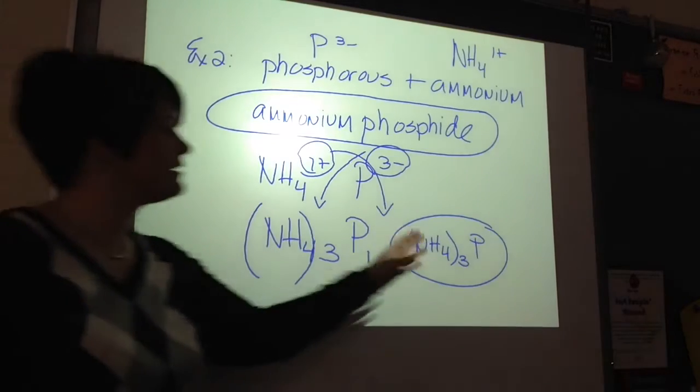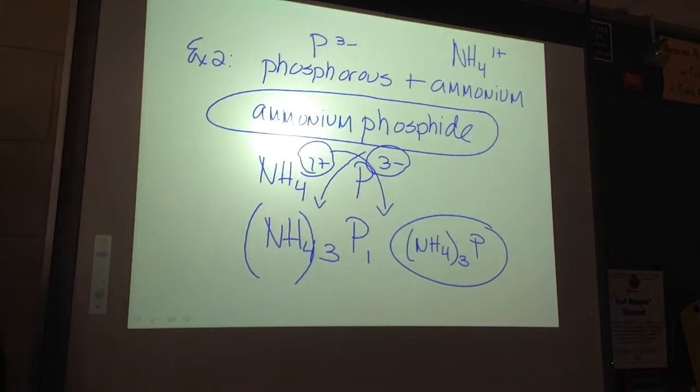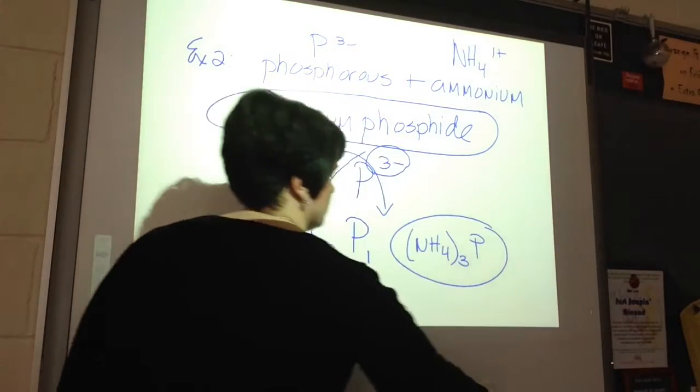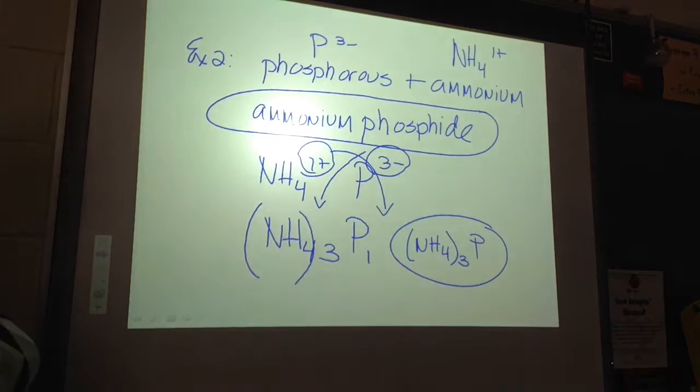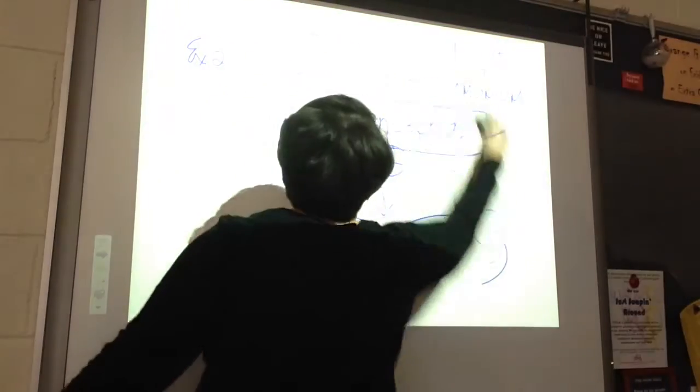How do we read this? If we were reading this formula, we would say NH4 3P. It's just a slight little pause there, right? Like you would not say NH43P. Name, formula. Troubles? Let's do more.